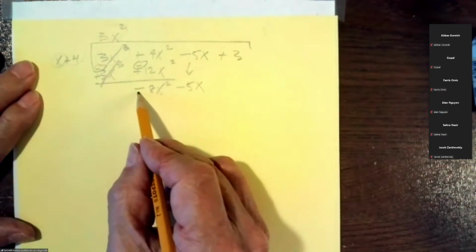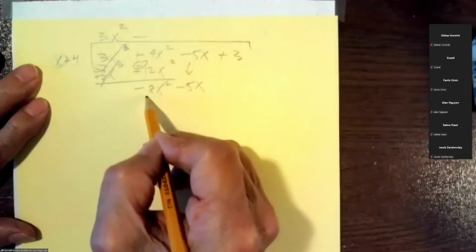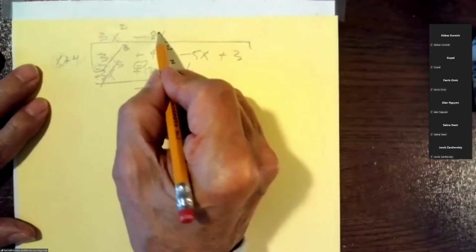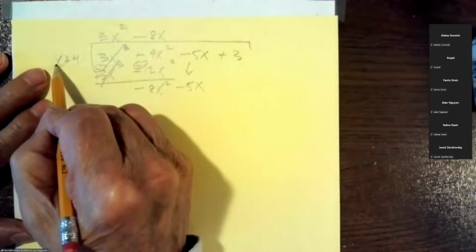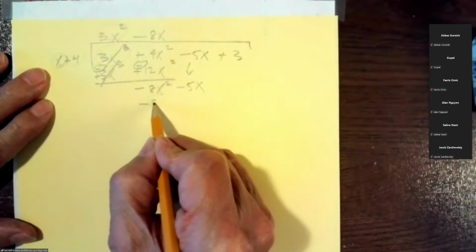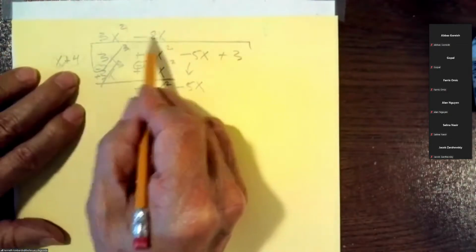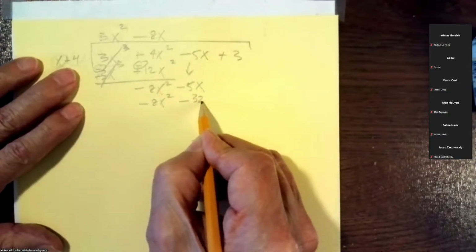X into negative 8x squared. Well, it's going to be negative. It's going to be 8, and it's going to be x, isn't it? Because when I multiply negative 8x times this, I get negative 8x squared. And then negative 8 times positive 4 gives me a negative 32x.